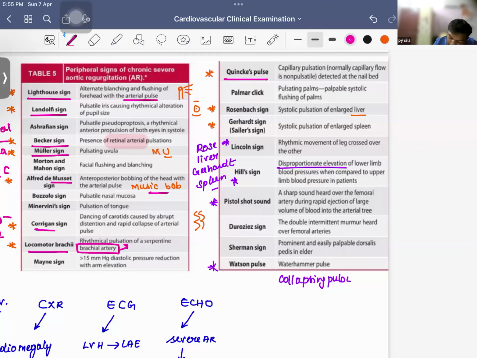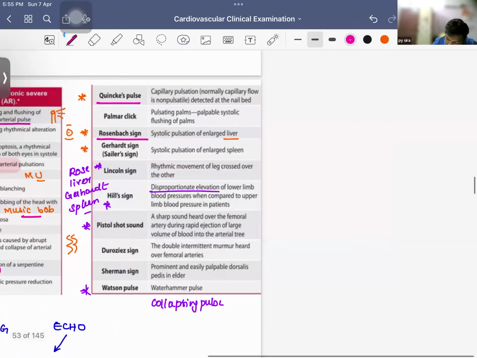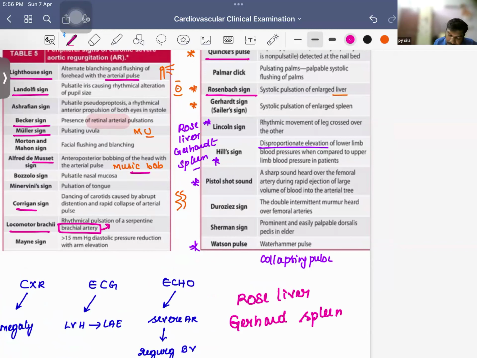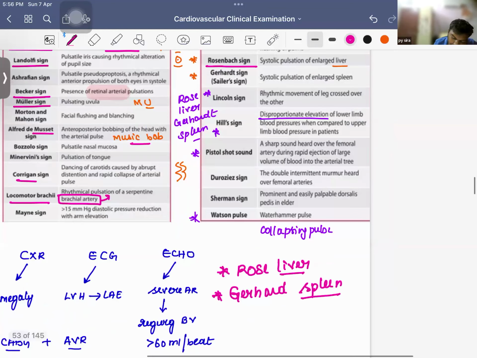Okay, Rosenbach, you get two things: Rosenbach and Gerhard. Systolic pulsation in the liver is called Rosenbach sign, and systolic pulsation in the spleen is called Gerhard sign.